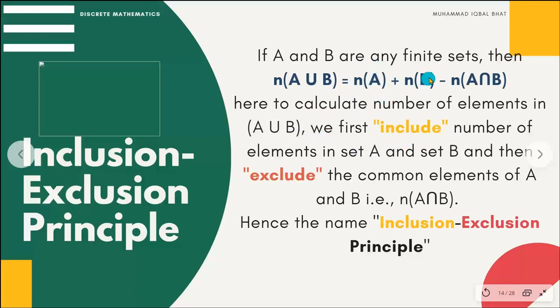So here, to calculate the number of elements in A union B, we first include the number of elements in A and the number of elements in B. And then we exclude the common elements of A and B, that is A intersection B. So that is the reason why it is called an inclusion-exclusion principle. Because while calculating the number of elements, we include some areas and exclude some areas.